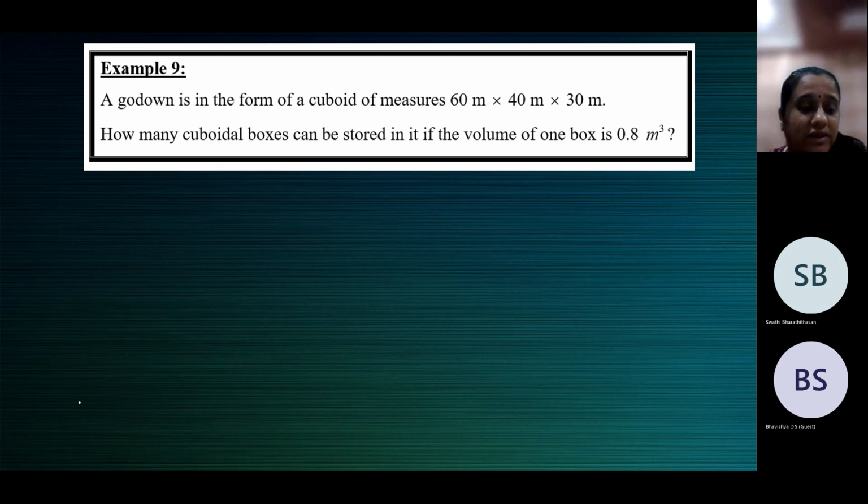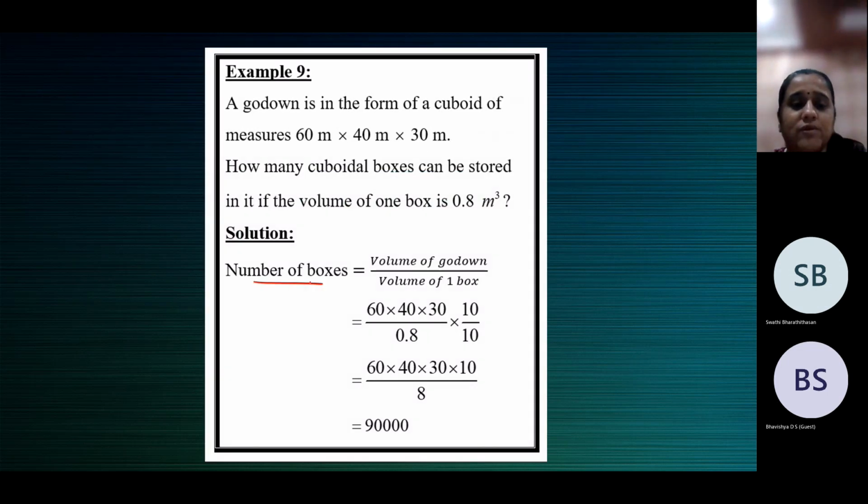So now we have to be very careful about the unit used everywhere. Here for the godown, the length, breadth and height are given in meters, and the volume of the box is also given in meters cubed. So there is no conversion needed. Both are in meters. Number of boxes equals volume of the godown by volume of one box. So how do we find the volume of the godown? L into B into H.